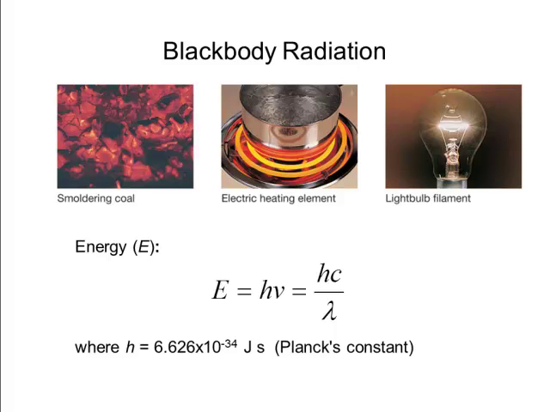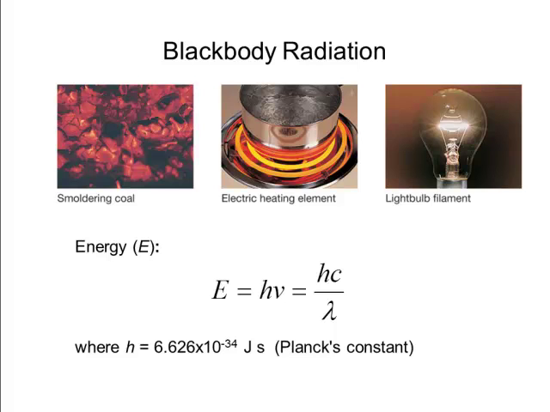H is going to be something called Planck's constant. The value of Planck's constant is 6.626 times 10 to the negative 34th joule seconds. Note, it's joules times seconds, it's not joules per second. It's joules times second. That's Planck's constant.